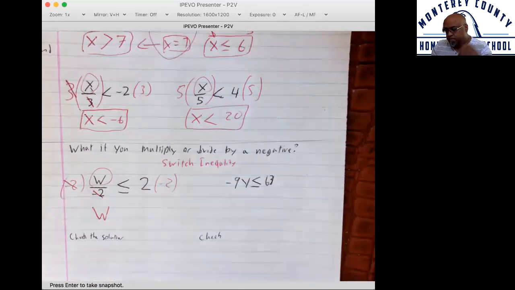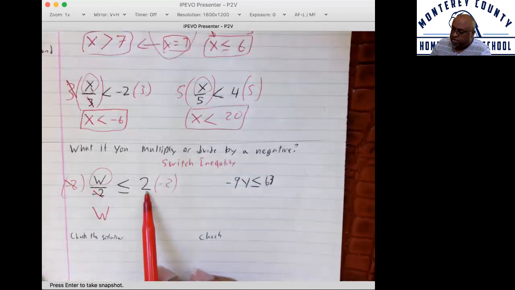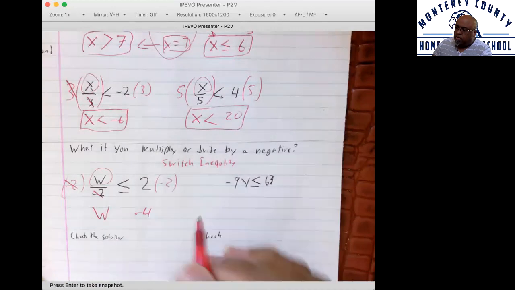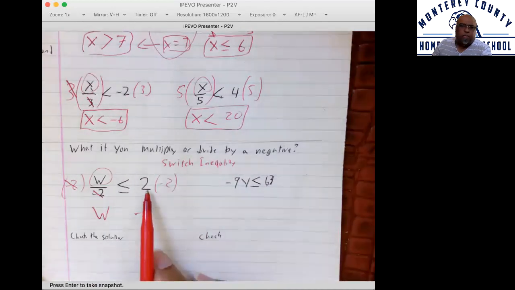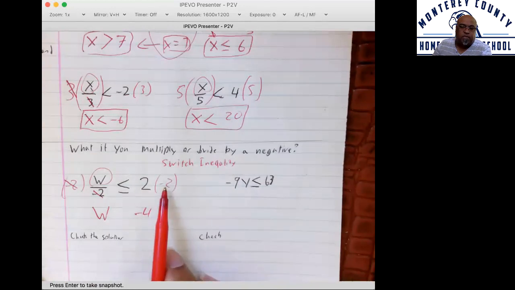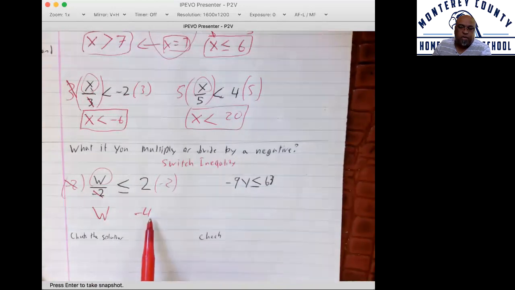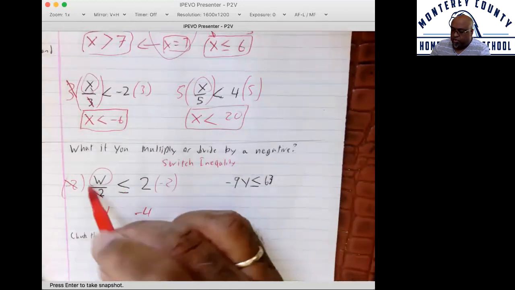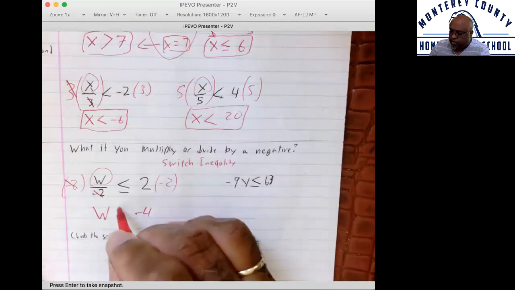So now, let's go to the other side. I have positive 2 times negative 2 is equal to negative 4. Well, wait a minute. Didn't I have a positive before I started this process? And now it changed to a negative because I divided it by negative 2. So the inequality symbol, because of this negativeness being thrown to the other side, has to switch.